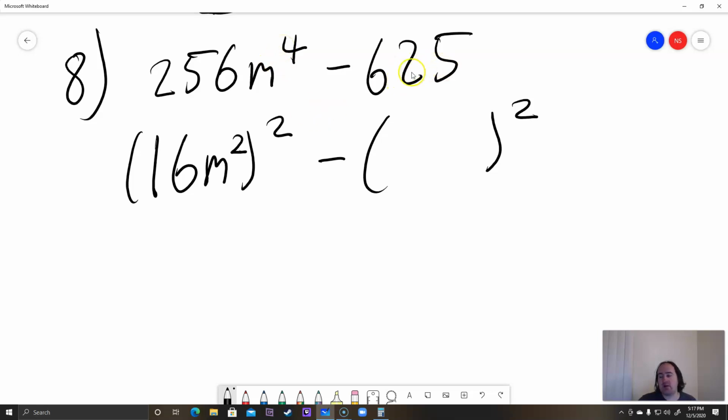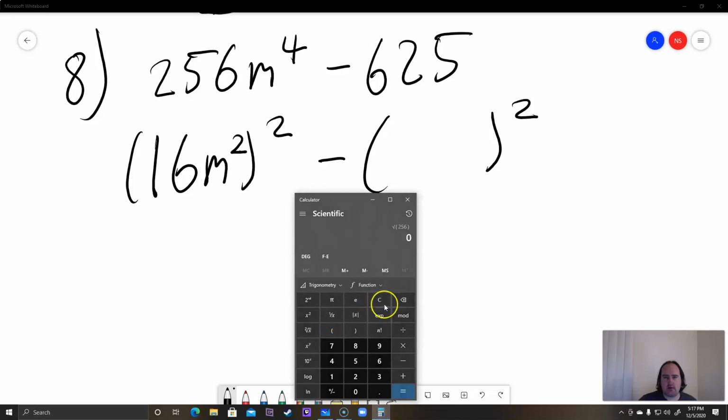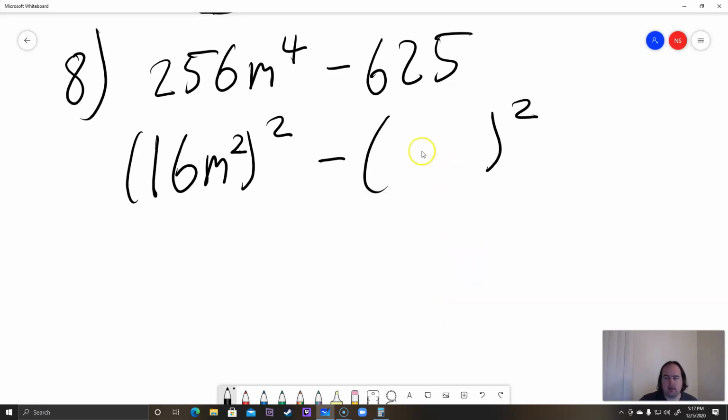And then for the second term, once again we have a big number here, 625. So what we want to do is we want to do the square root of that big number. So what's the square root of 625? Well, I type in 625, and then I press my square root button, and that actually turns out to be 25. So that means 25 squared is 625. Okay, so we have 16m squared squared minus 25 squared. So now we've written it as the difference of squares, so now we can go ahead and factor.